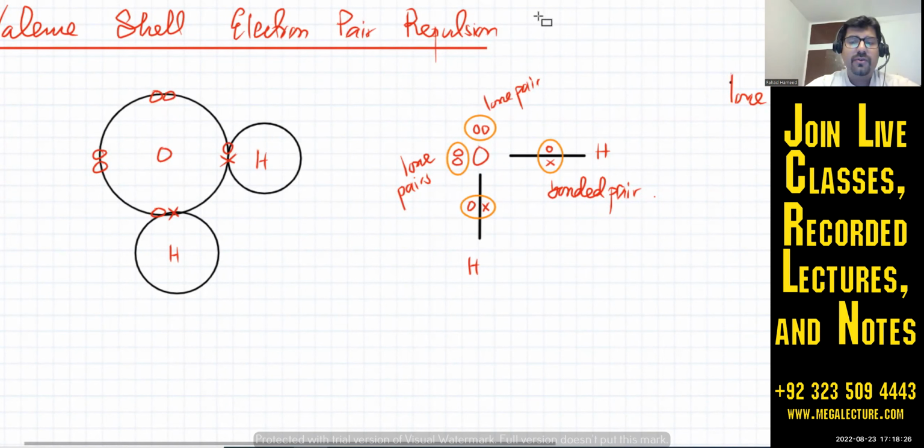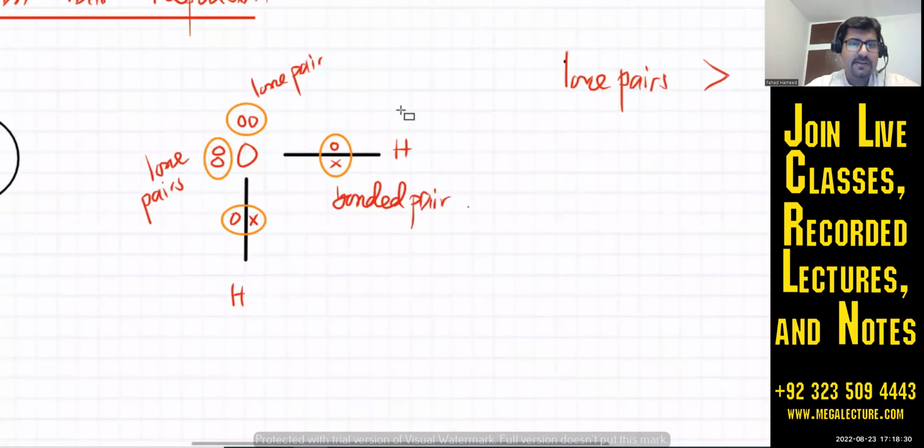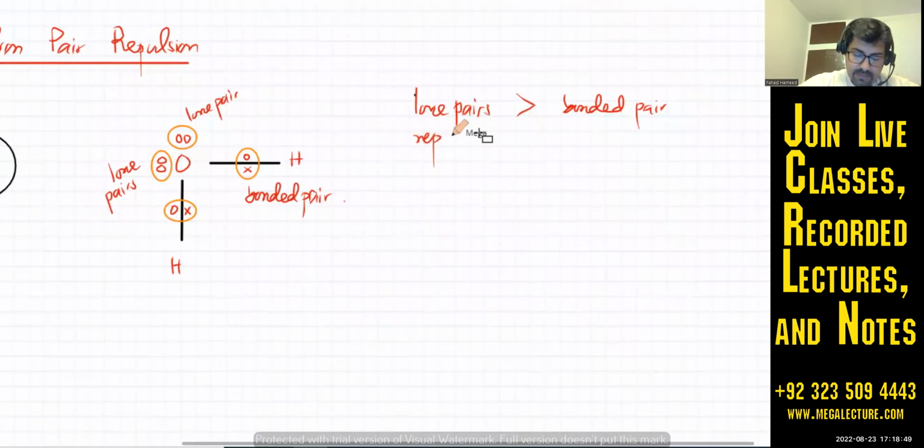So what I'm stating is electrons repel other electrons, right? If there's a pair of electrons, it will repel the pair of electrons over here, and over here, and over here. So they're all trying to repel each other. And remember this, that lone pairs exert more repulsion. So lone pair repulsion is greater than bonded pair repulsion. And there's a reason for that.